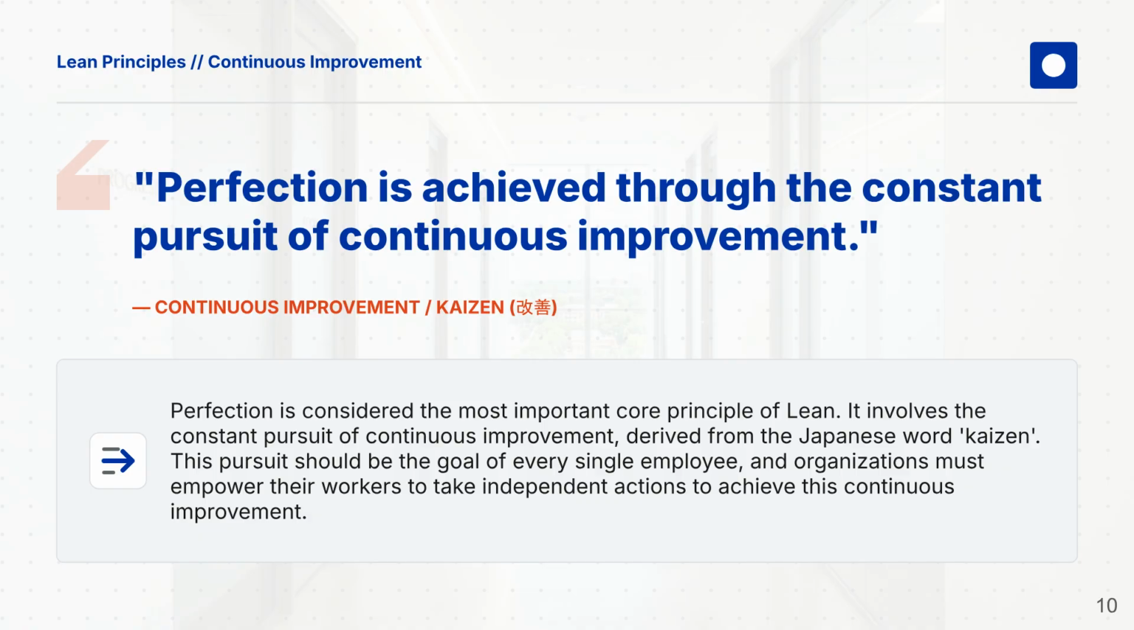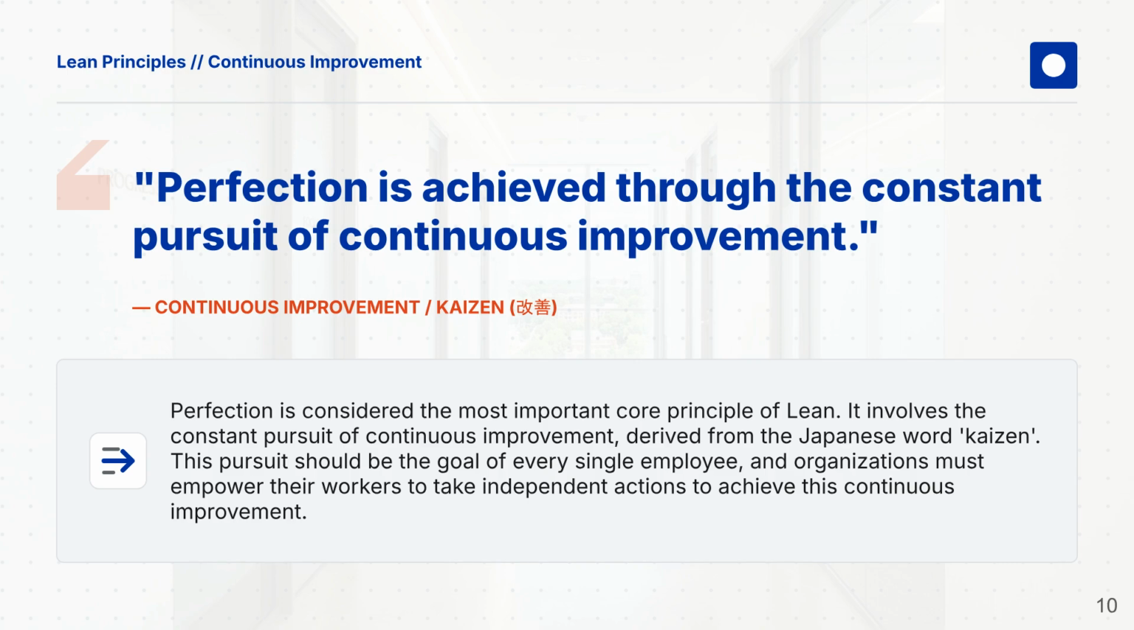Consider a customer support center as an example. Instead of waiting for a major system upgrade, employees may identify simple improvements such as reorganizing frequently used information, reducing unnecessary approval steps, or creating standard response templates. Each change saves only a small amount of time, but when repeated thousands of times, the overall improvement becomes substantial.